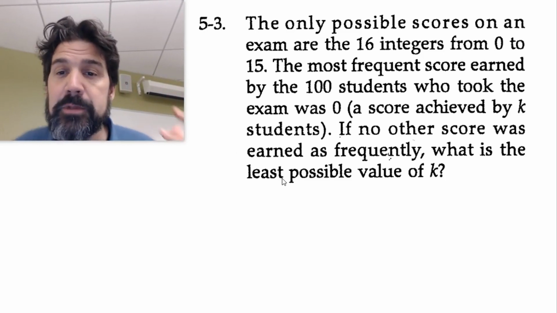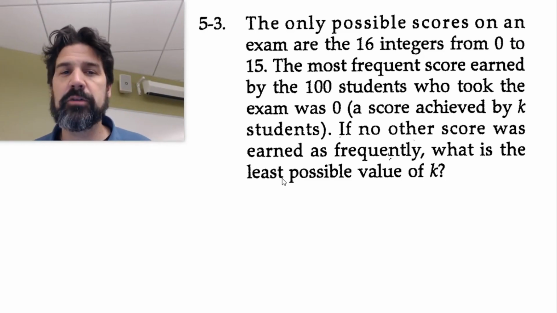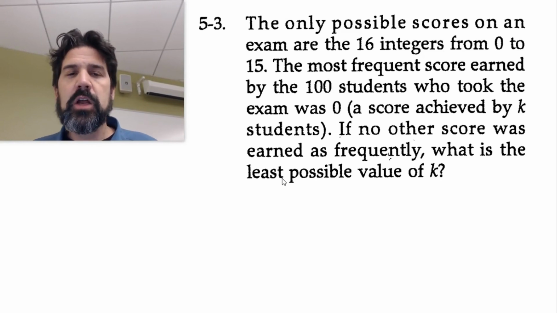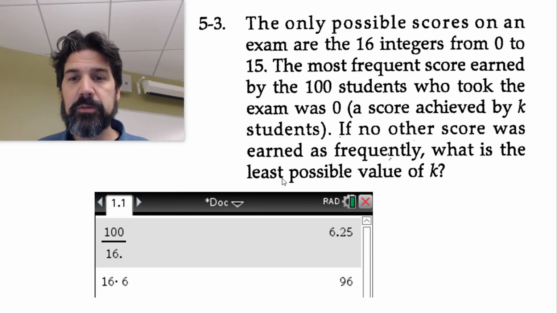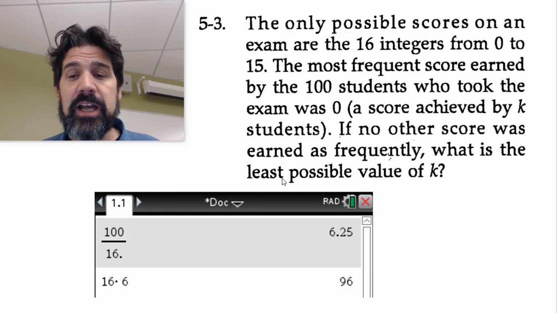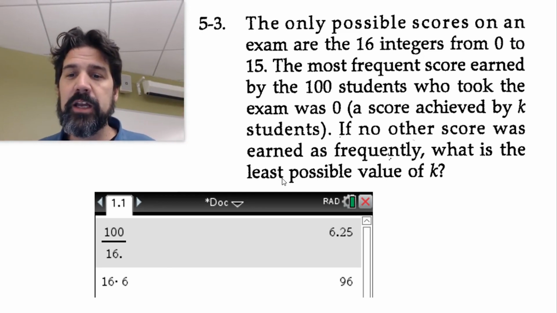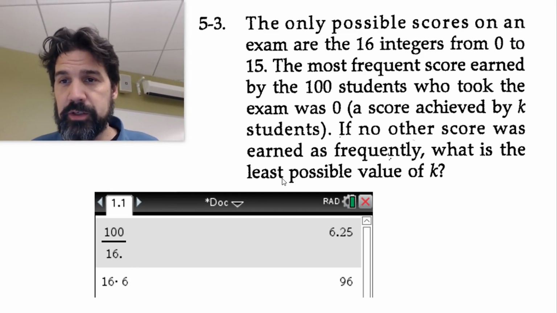So we want k to be small. So in order for k to be small, we want a good distribution of scores. So let's think about what's the maximum way we can distribute these scores. First off, if you have about 100 students and 16 possible scores, 100 divided by 16 is 6.25. So imagine putting 6 zeros, and then 6 people get a 1, 6 people get a 2, all the way up to 6 people get a 15. That's 16 times 6, that's 96 students.